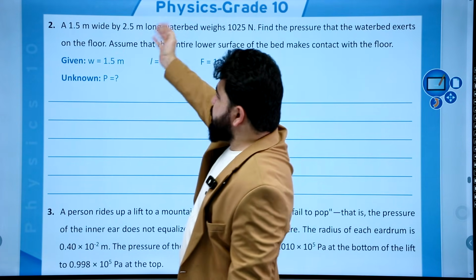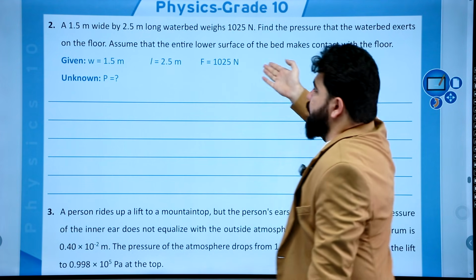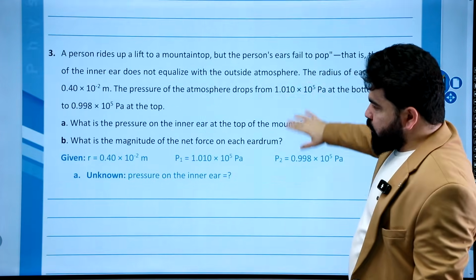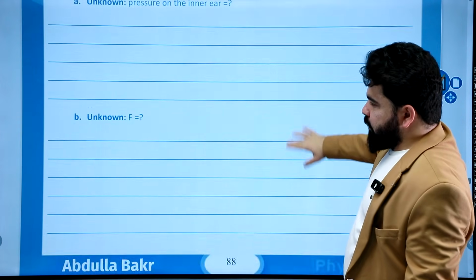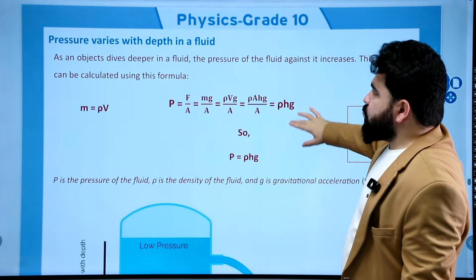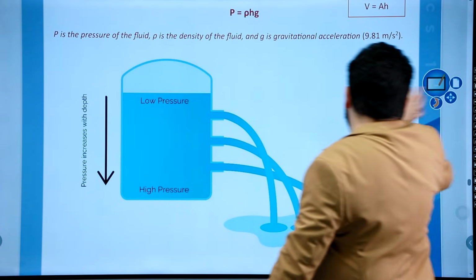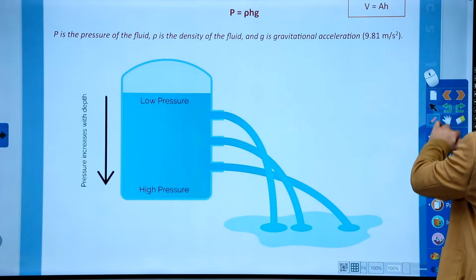You have width and length, multiply them, you get area, and then find the pressure. Pressure is force divided by area. Okay, pressure in a depth. I'm going to simply explain this. It's really, really easy.